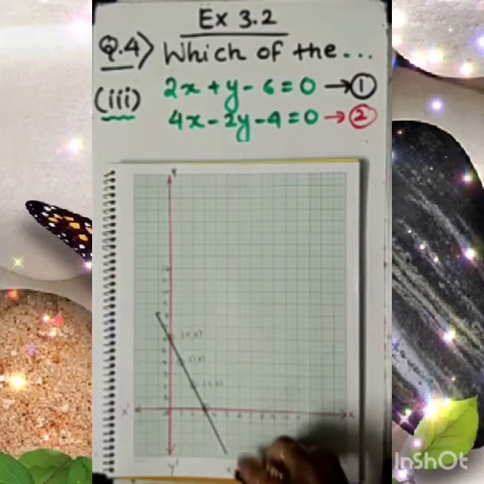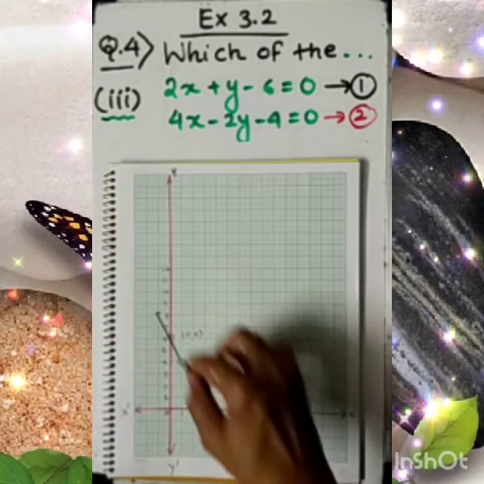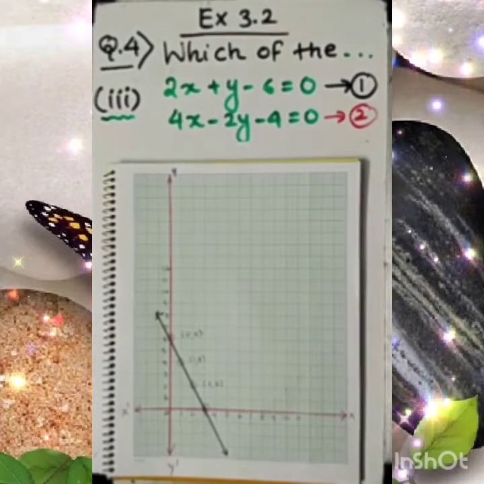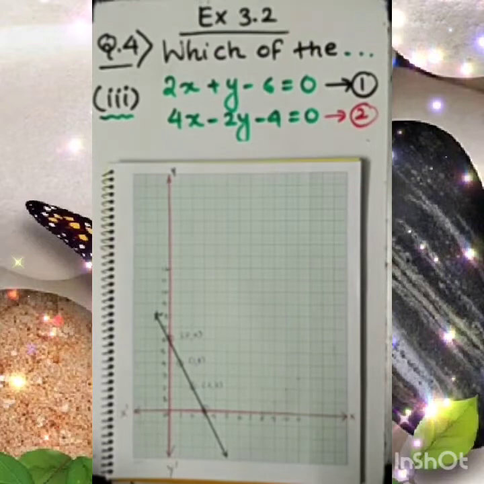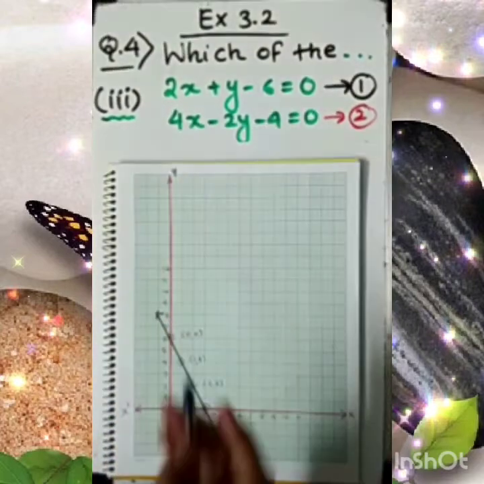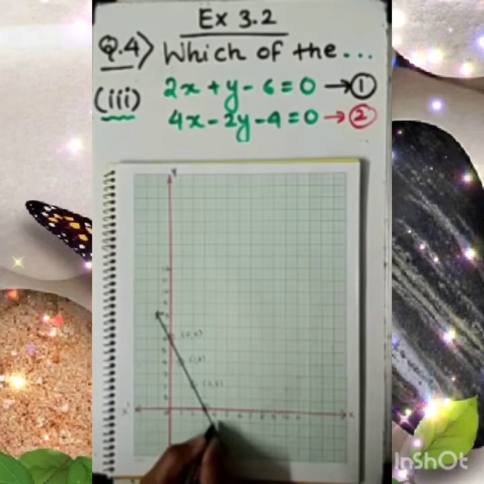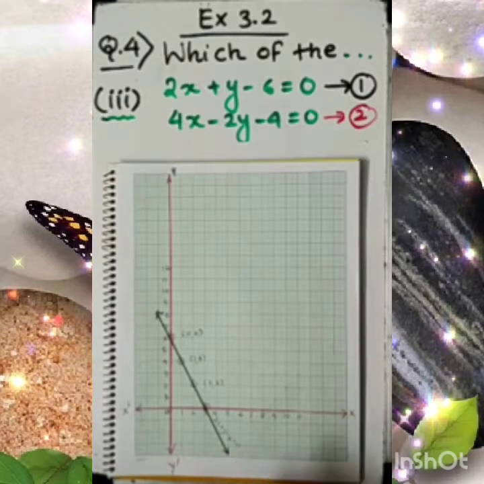Okay. So let me call this line, which equation is it for? That is for the first equation, 2x plus y minus 6. In small writing, I am mentioning it here: 2x plus y minus 6 equals 0. This is the line for this graph.